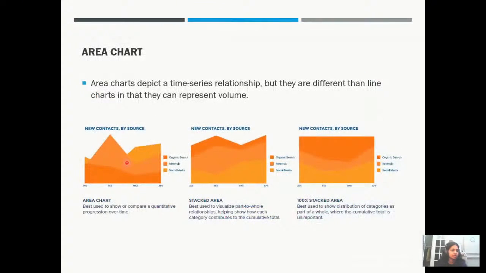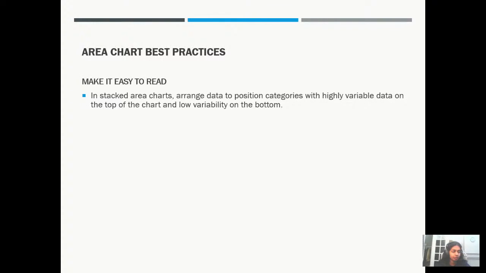So best practices for area chart: make it easy to read. So in stacked area charts, arrange data to position categories with highly variable data on the top of the chart and low variable on the bottom. Again, this is taken care by Tableau. In our case, these are common best practices for visualization. So if the tool that you are using does not come with these features, then you may have to pay attention to this.